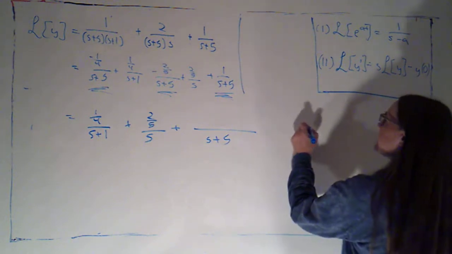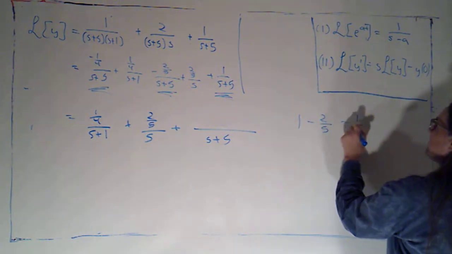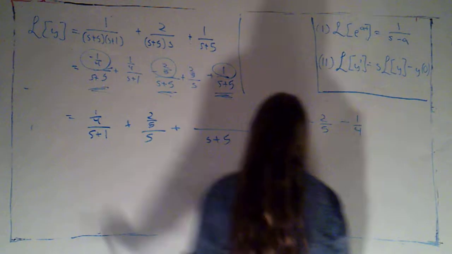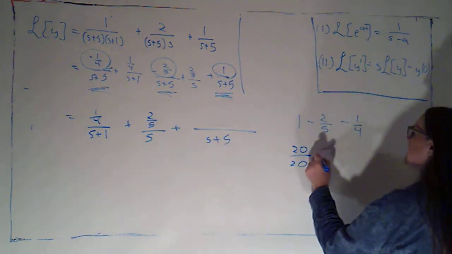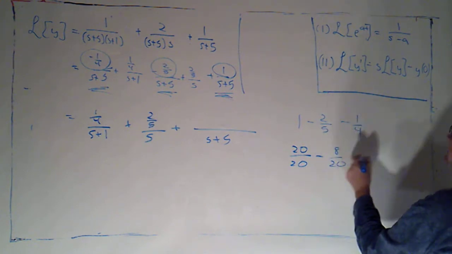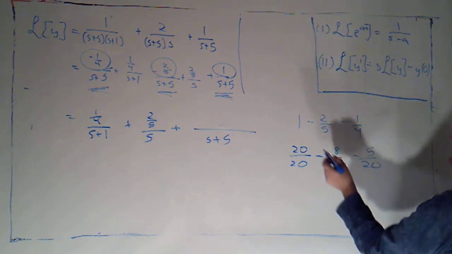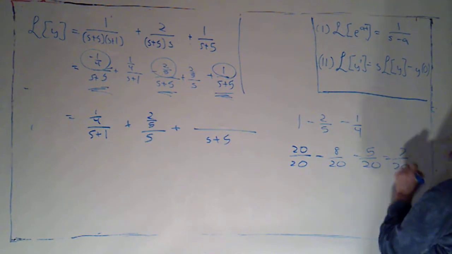I've got basically on top, I'm going to have 1 minus 2/5 and minus 1/4. Those are the three numerators that I have. So let's see, that's 20 twentieths minus 8 twentieths minus 5 twentieths. So that's 20 minus 13 twentieths. That's going to be 7 twentieths.